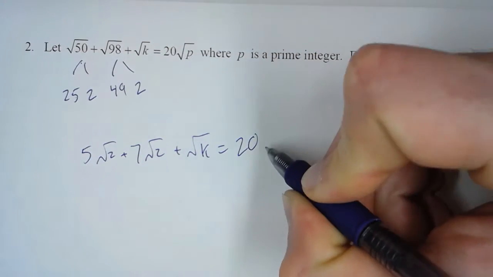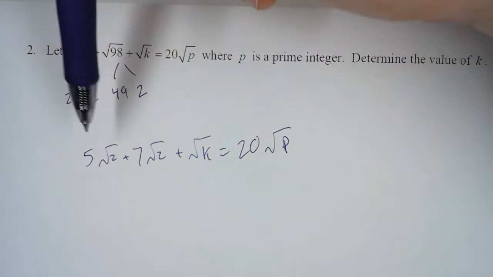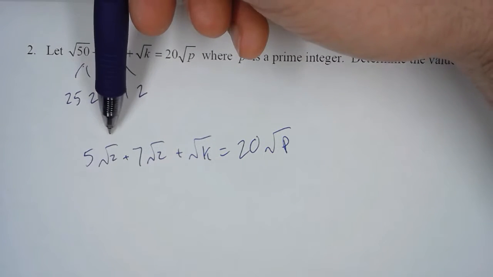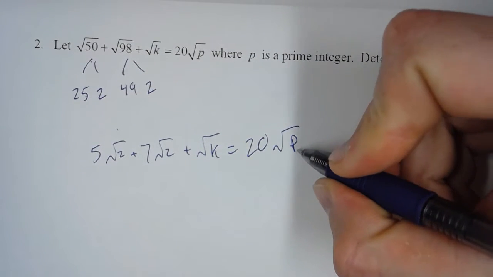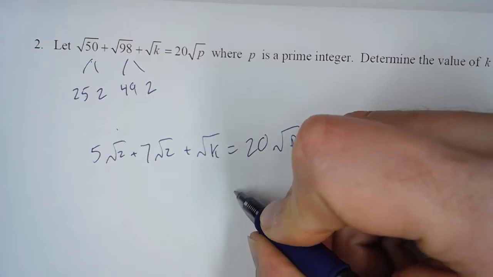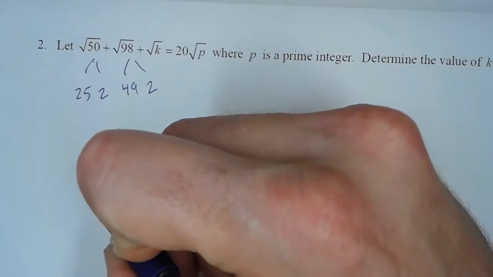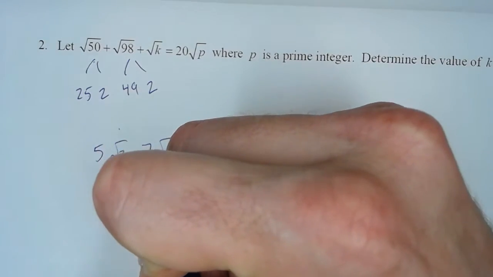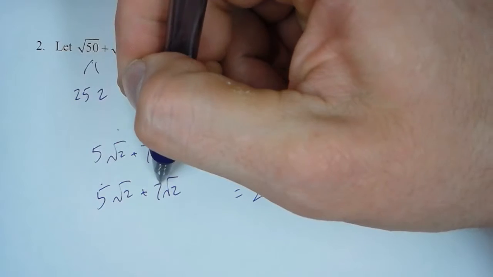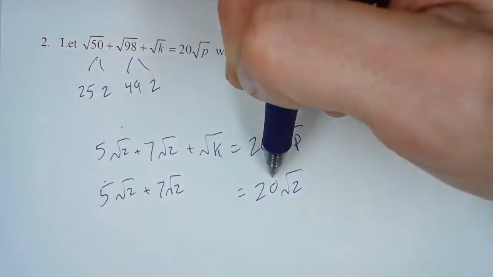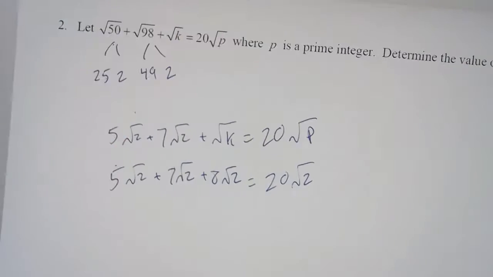equals 20 radical p. Now, with these two, we see that they both have radical 2 in common. So that tells us that p has to be 2. So 20 radical 2, and then we have 5 radical 2 plus 7 radical 2. So 5 plus 7 is 12, and they have to add up to 20 radical 2, so that means this has to be 8 radical 2.